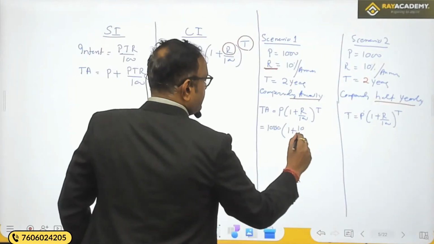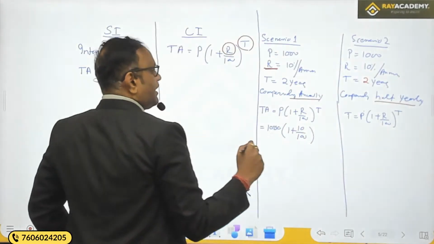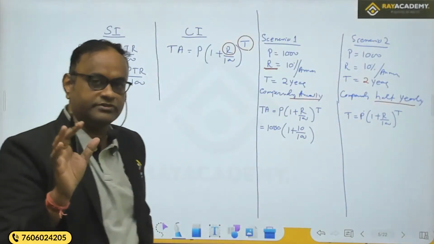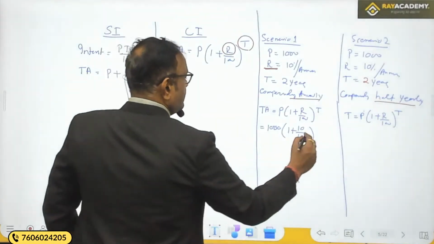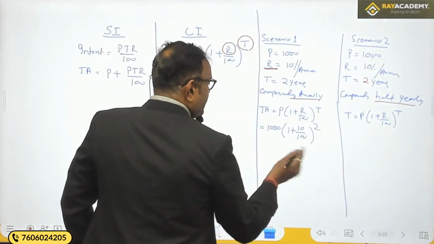So, you can say 10 by 100. Time period, how many compounding periods are there? 2. Every year there is compounding, so in 2 years there will be 2 compounding periods. So it is 2. So if you solve it, you can get the answer.